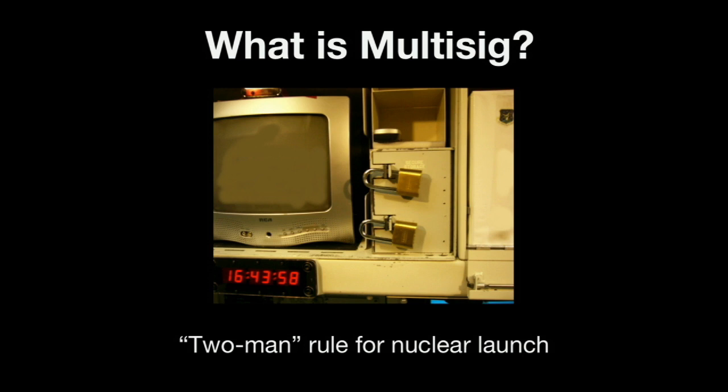So first of all, our attack that we're going to describe to you takes place in a setting called multi-sig. Okay, what is multi-sig? Well, the idea behind multi-sig is kind of like the idea behind the two-man rule for a nuclear launch. The idea is that there's two different people with two different keys, and they both need to be present in order to launch the nuclear weapon. Similar idea behind what's known as multi-sig.